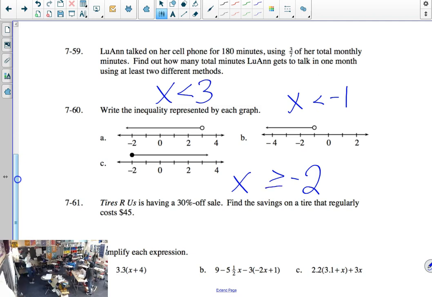Here's the way that I had to remember it growing up. When there's more shading done, the inequality takes more writing. You know what I mean? Because you have to put the bar on it. That helped me out.